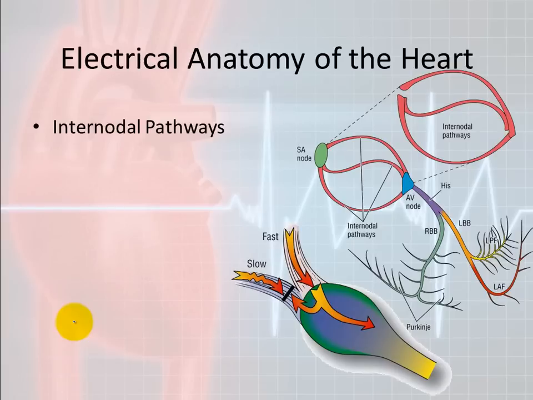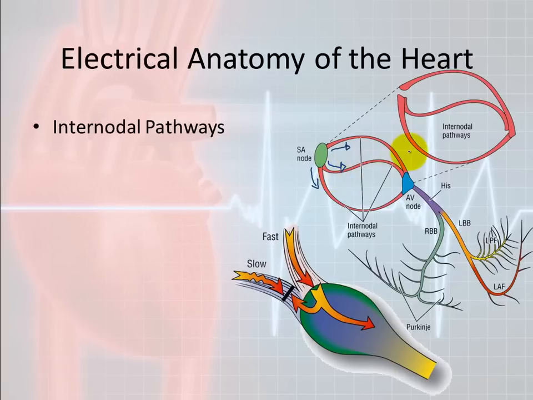The internodal pathways are 3 pathways that leave the SA node. As you can see here, they leave the SA node, and then they approach the AV node. These 3 internodal pathways right here are located all within the right atrium. Now, there are 2 tracts that depart the SA node and approach the AV node, but you can see that there's 3 of them here.